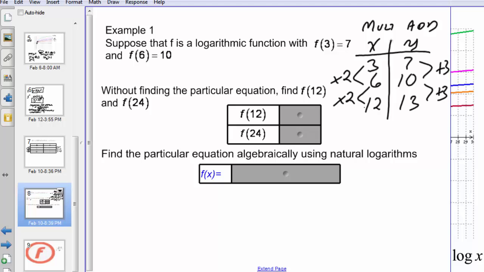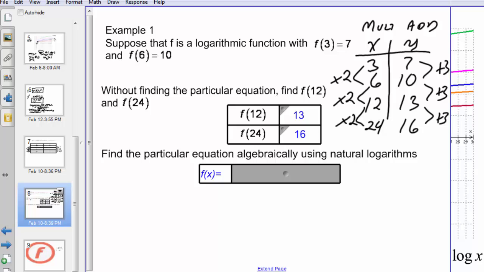And then if I multiply by 2 again, I'll end up with that 24, which means I should end up with, wait for it, that's right, 16. So let's just double check that. 13 and 16. Good. Alright, so now we want to find the particular equation algebraically using natural logarithms.